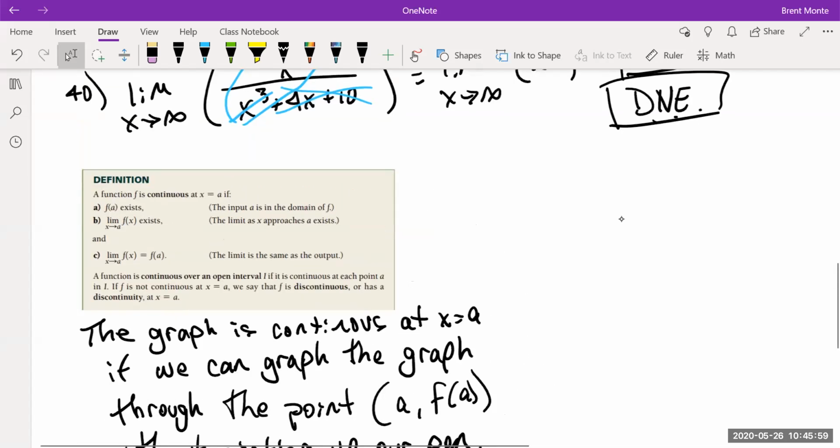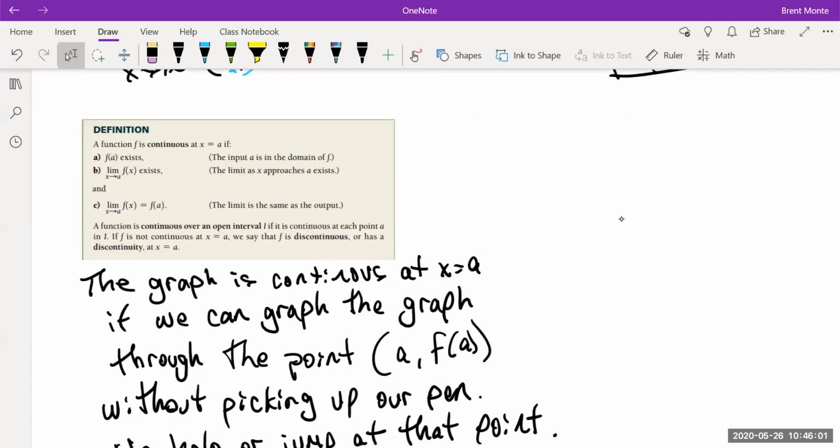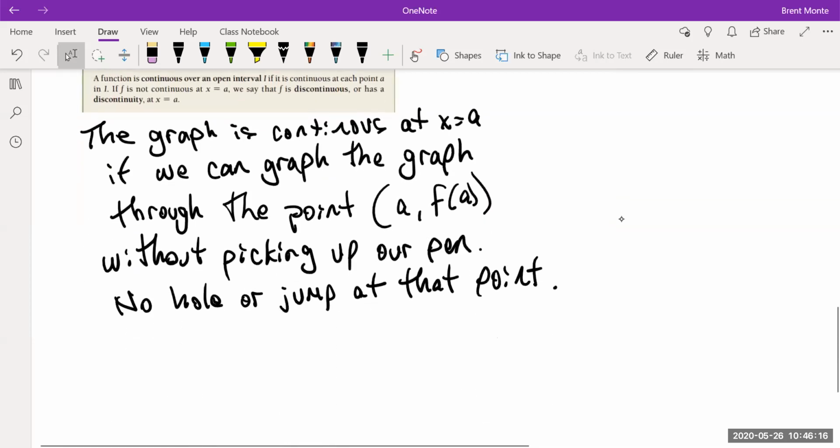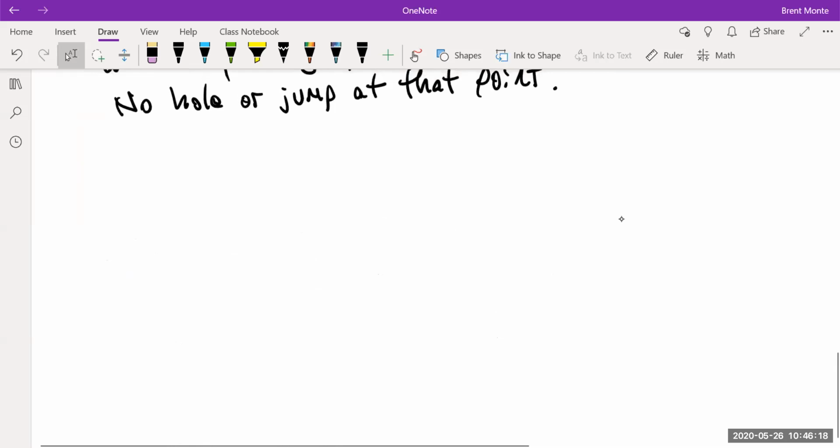But let's look again at this definition. So the function value exists. That means there's a y value for that x. The limit exists at that x, and they're equal to each other. And they're saying, if any of these aren't true, it's discontinuous or it has a discontinuity. They're just using formal language to make themselves sound smart. But let me look at an example.